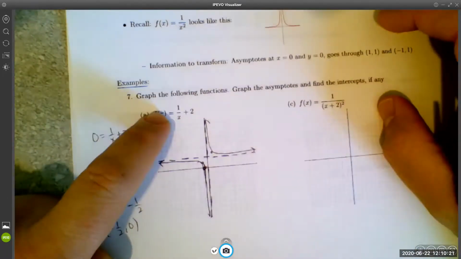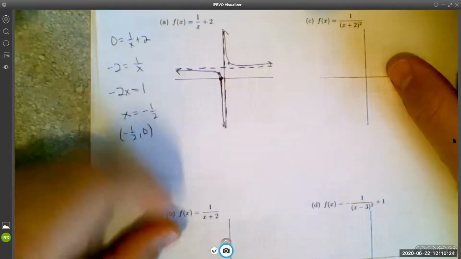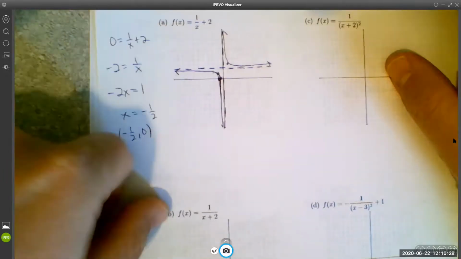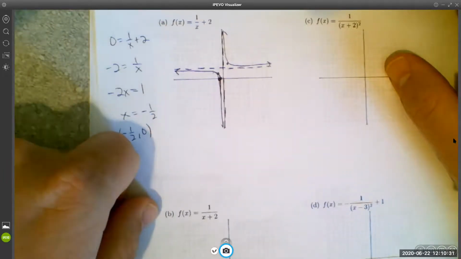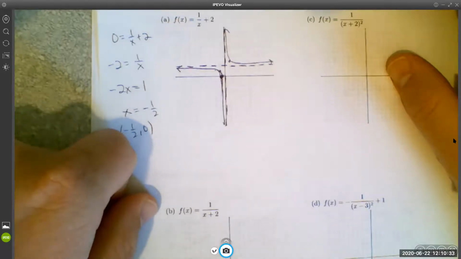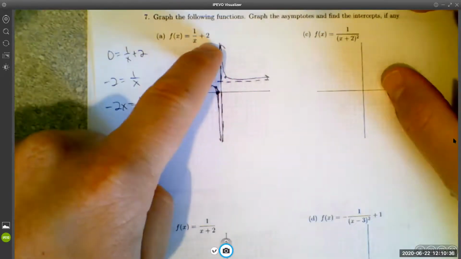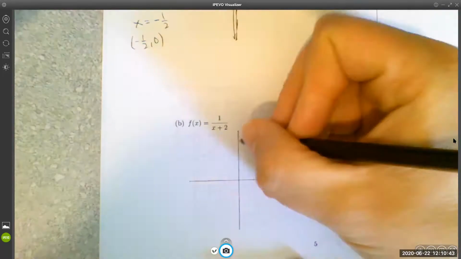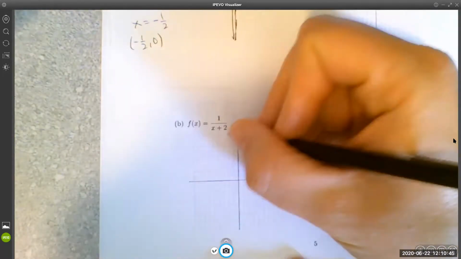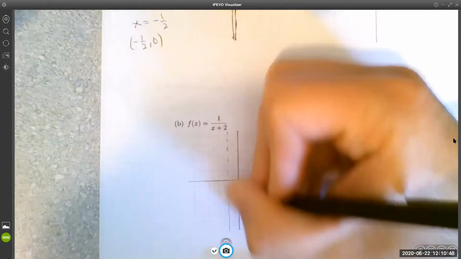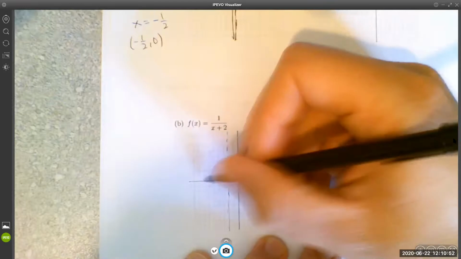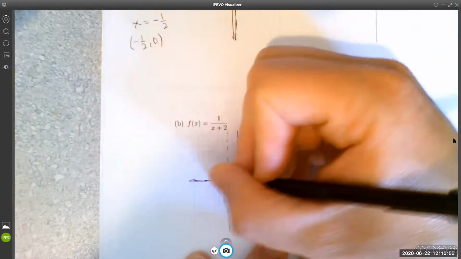Now contrast that with part B, which looks really similar. Part A was 1 over x plus 2, and part B is 1 over x plus 2, right? But the difference is that here, this shifted the function up 2 units. This is going to shift the function left 2 units. So now I'm going to have a vertical asymptote. Instead of having one at 0, it's going to be over here at -2. And the horizontal asymptote, instead of being at 0, it's going to get shifted left 2 units. Oh, well, so really it's still going to be at 0, right?